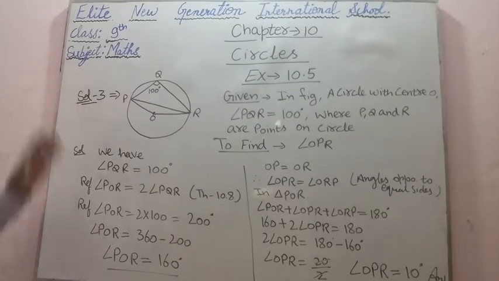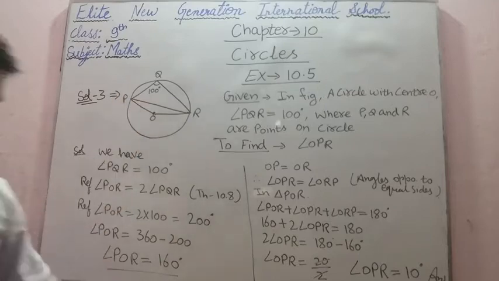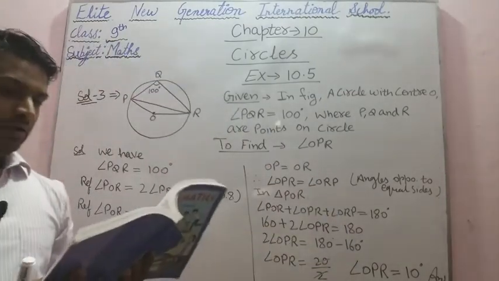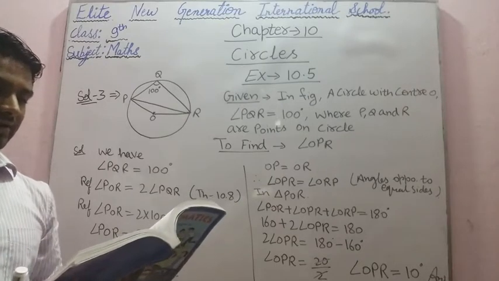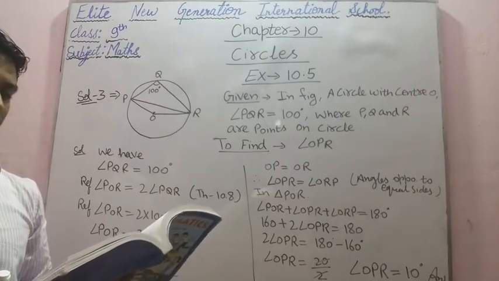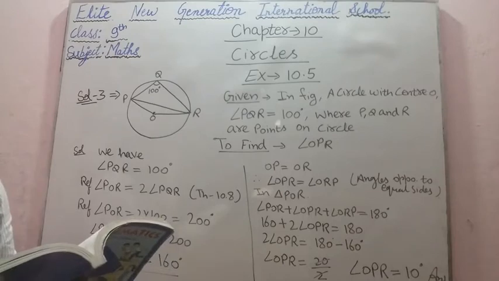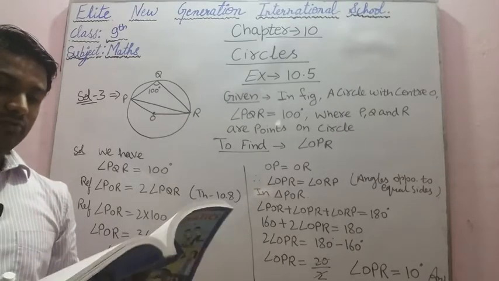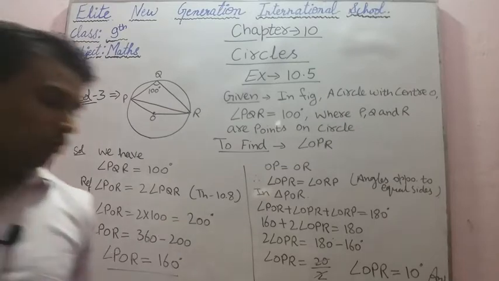So in this, see question number 3. In question number 3 we have a figure given. So in this figure 10.37, angle PQR equals 100 degree, where P, Q and R are points on a circle with center O. Here we have to find the value of angle OPR.